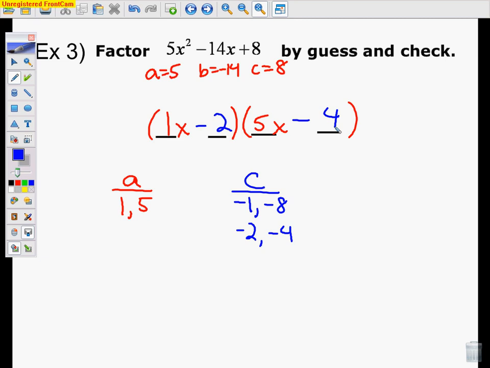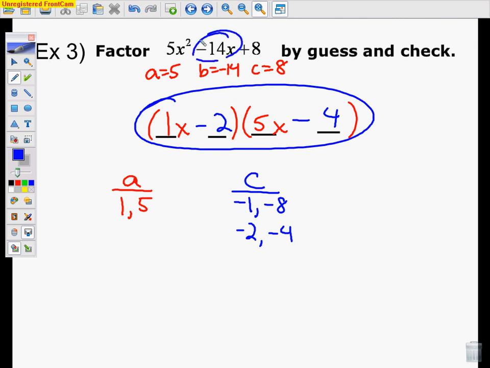Let's try our outer and inner. Outer, you get -4x. Inner, you get -10x. -4 plus -10, that's -14. And automatically, we got it on first guess. Once again, I would have tried those because I know that this came out to be even. All right, since that was even, we knew that these had to be two even numbers.